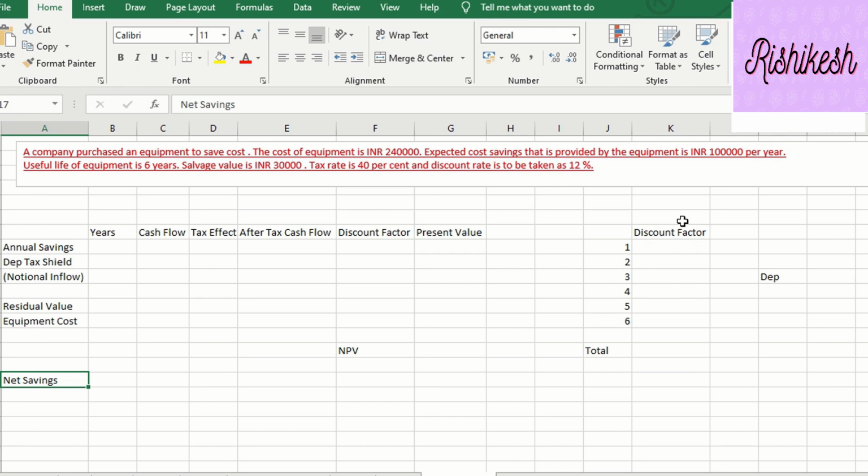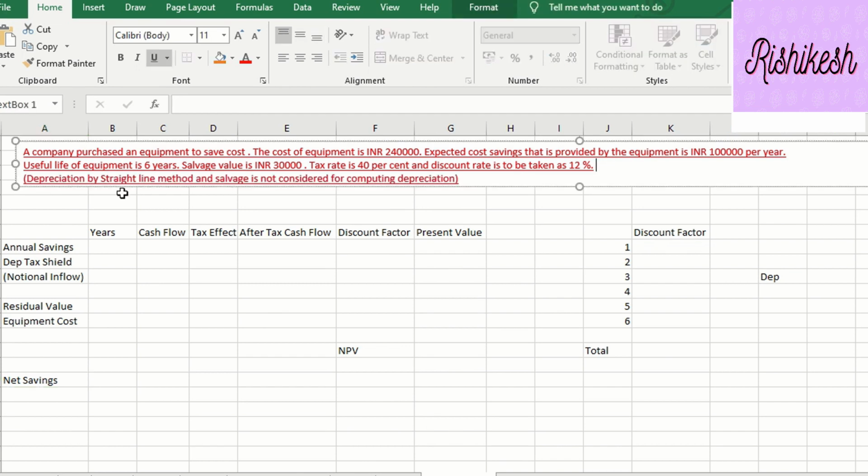Useful life of the equipment is 6 years, and the salvage value is taken to be 30,000. That means at the end of 6 years, the value of the equipment will be 30,000. Tax rate is to be taken as 40%, and the discount rate is to be taken as 12%. In this case also, we are going to use the straight line method for depreciation. While calculating depreciation, we are not going to take salvage value into consideration. Consider this to be written inside the question as well. See here, it's given that it is depreciation by straight line method, and salvage value is not considered for computing depreciation.